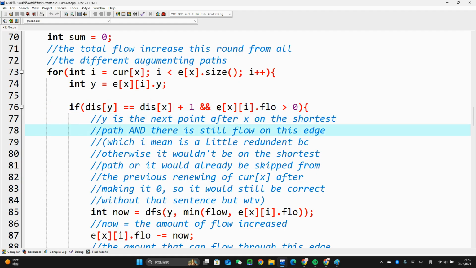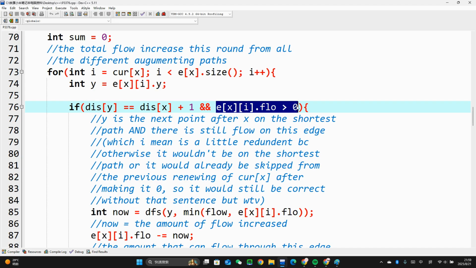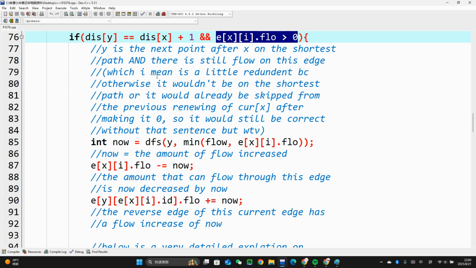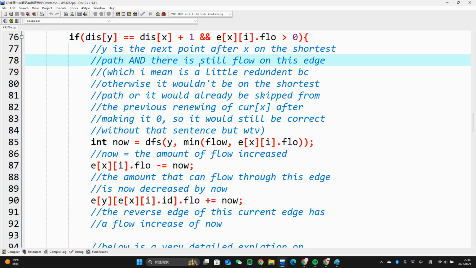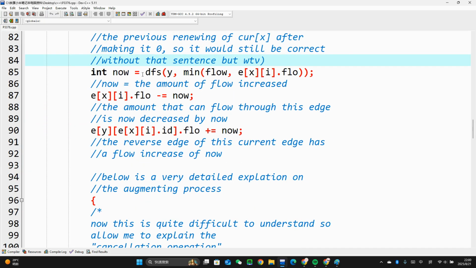Okay, and we have to make sure that this edge has a flow of more than 0. That is the only possibility that it can be an augmenting path. Y is the next point after X on the shortest path, and there's still flow on this edge. Yup, okay. Alright.